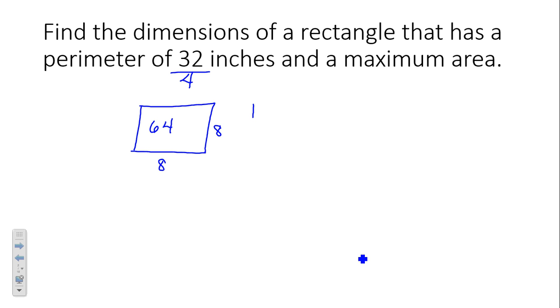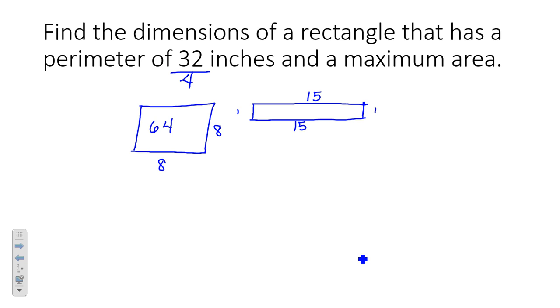What if it was 1 and 1? That takes up 2 of our 32. What would be left for each of the others? 15 and 15, right? 32 minus 2 is 30. 15 and 15. Are we going to get anywhere near the area that we would have gotten with a square? Absolutely not, right? So your square is going to maximize your area.